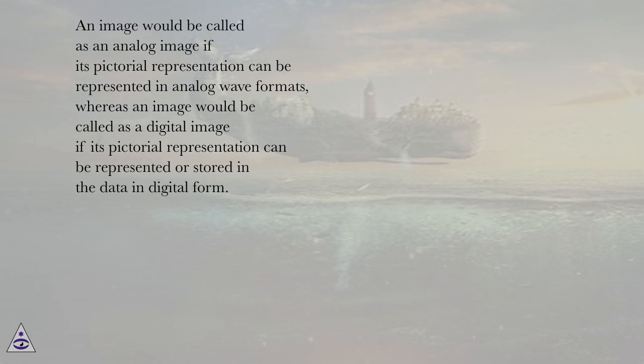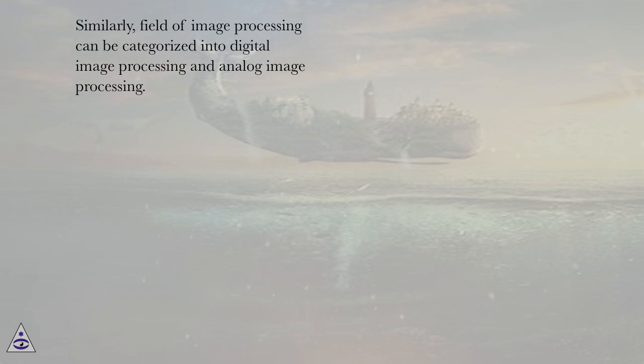Introduction. An image would be called an analog image if its pictorial representation can be represented in analog wave formats, whereas an image would be called a digital image if its pictorial representation can be represented or stored as data in digital form. Similarly, the field of image processing can be categorized into digital image processing and analog image processing.